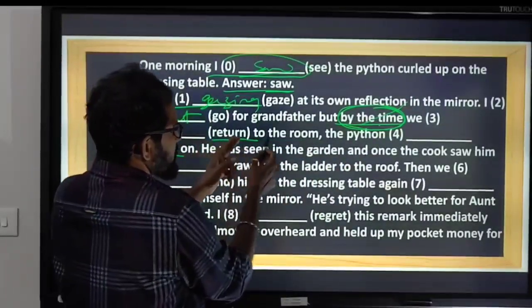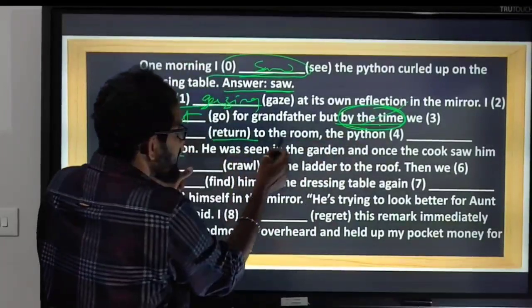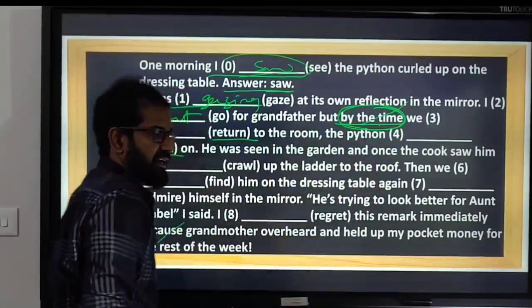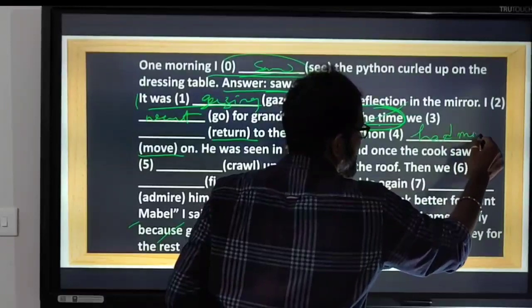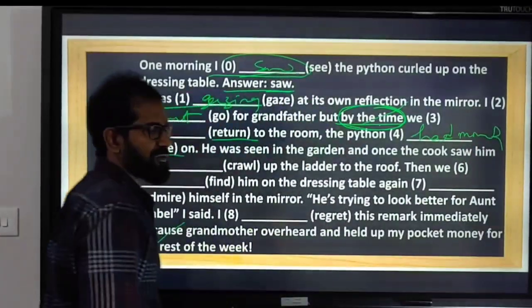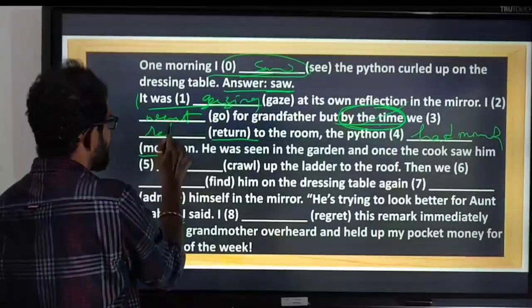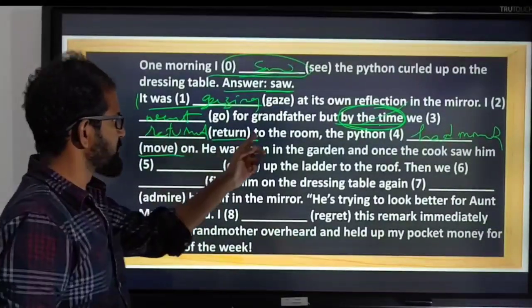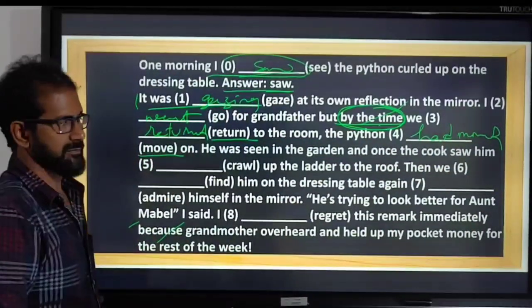Which is the first? Returning to the room or python moved on is the first. By the time we returned to the room, the python moved on, which means python was there earlier. So then we go with the had moved. Had moved. By the time we returned, by the time we returned to the room, the python had moved on.